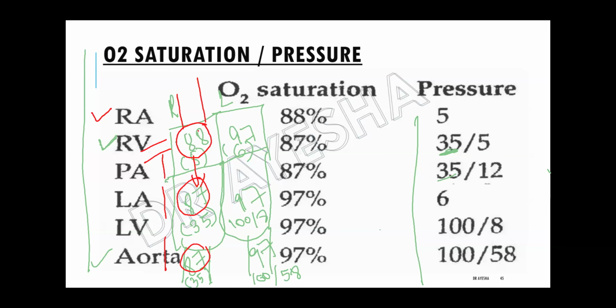Now, what I can see over here, there is a time to see the pressures as well, okay? Before going into the conclusion, it is very important to look at both the saturation and the pressure simultaneously. When we see the pressure in the right atrium, that is okay. 5, just remember the word 5. It's okay, I'll accept it. 3 to 5, I'll accept it.